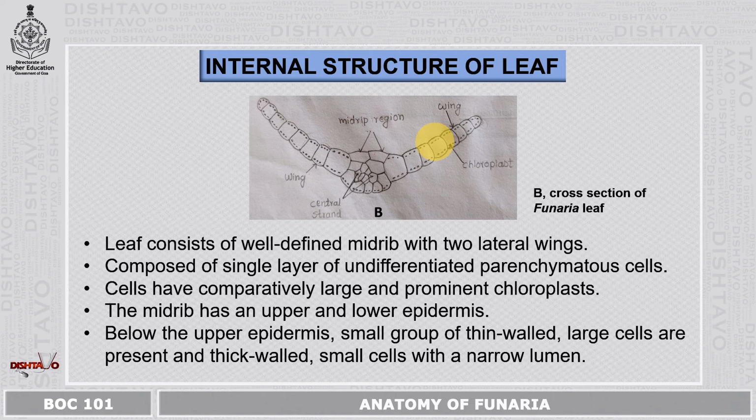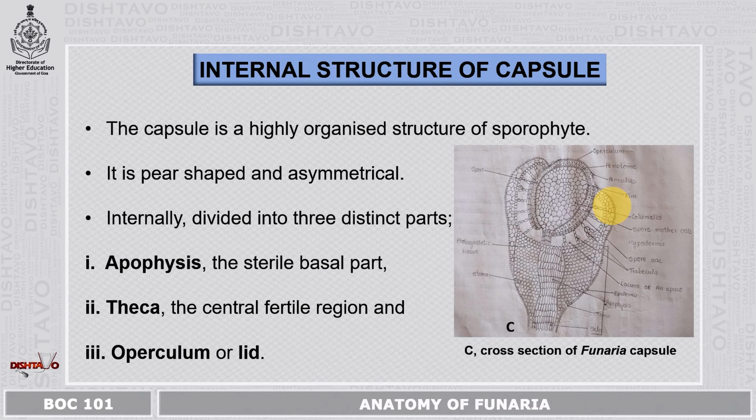The midrib has an upper and lower epidermis. There is an upper epidermis and there is a lower epidermis. Below the upper epidermis, a small group of thin-walled large cells are present and thick-walled small cells with narrow lumen are also present.